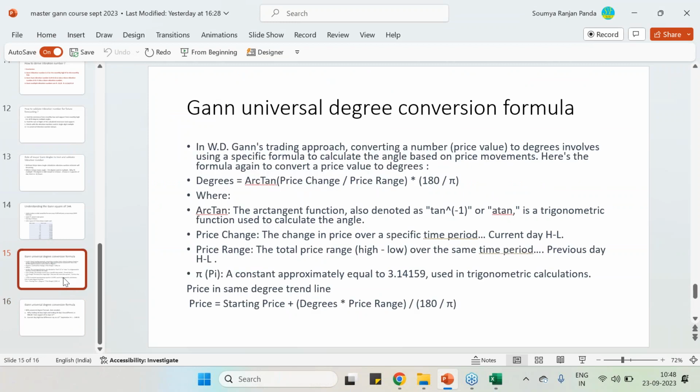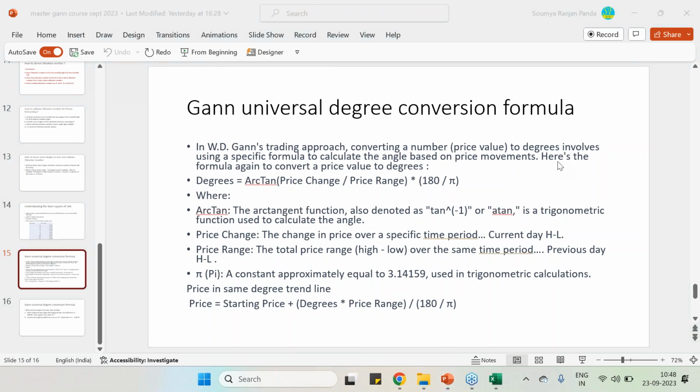Universal degree formula. So there are two ways. If you want to get the monthly universal degree formula, what you have to take? You have to take September month's price change divided by August month's price change, multiply with 180 divided by pi. So that you have to do. And price, starting price, any closing price or opening price into degree, what degree conversion you are getting, multiplied with price range divided by this part. Carefully you have to put the brackets, so you will get the different resistance and supports. So this is how the Gann universal degree conversion formula plays out.